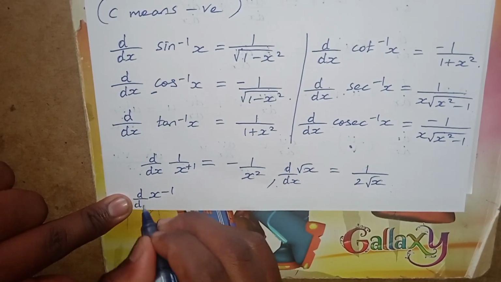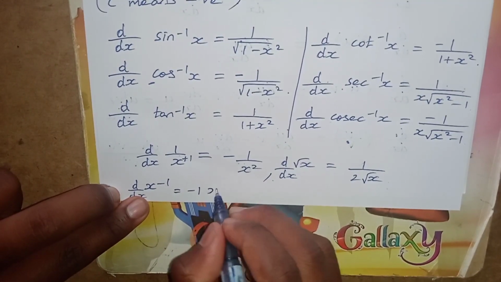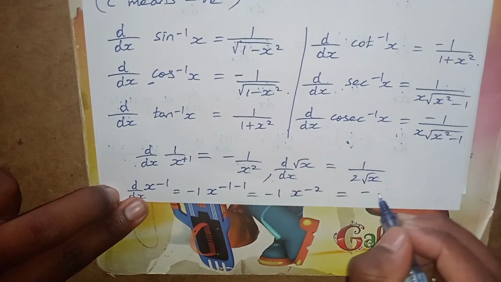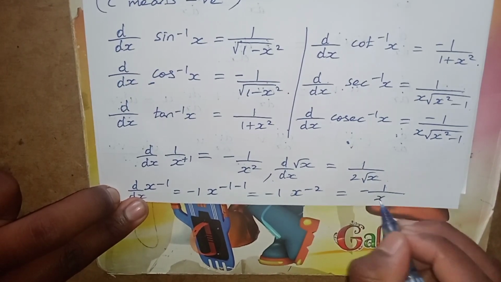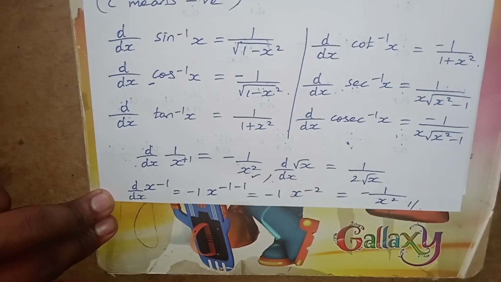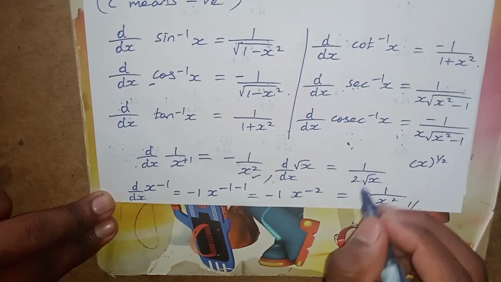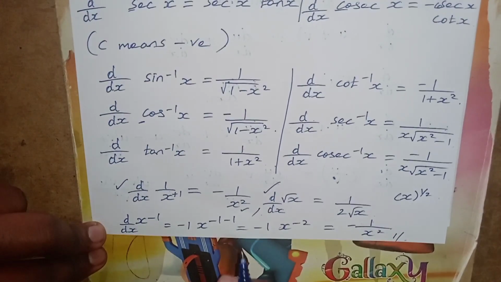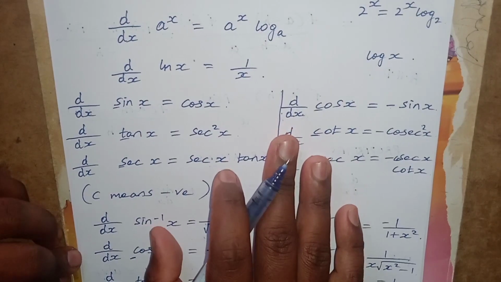Here 1 by x is x power minus 1, so d by dx gives n x power n minus 1, where n is minus 1, therefore minus 1 x power minus 1 minus 1, that is minus 1 x power minus 2, so we get minus 1 by x square. Similarly, root x is x power 1 by 2, we will get 1 by 2 root x. Here are some important results. These two are very important. They will help during the sums we are doing. I hope the introduction is clear.